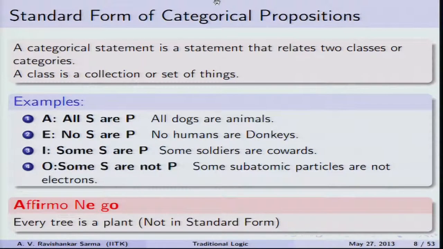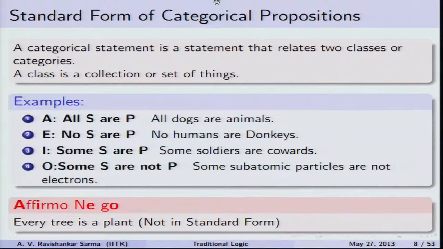For example, some 50 or 60 students constitute a PHI 142 class. A class consists of some 50 students, etc. So what are the categorical propositions? They are the propositions which begin with all, some, none, etc. All the statements begin with a specific kind of quantifier, that is, all, no, and some.